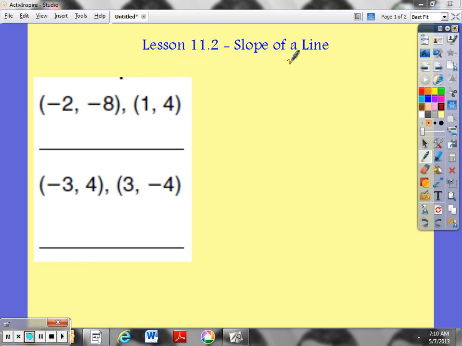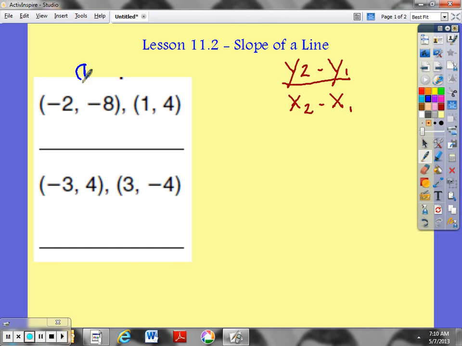a line is y sub 2 minus y sub 1 over x sub 2 minus x sub 1. So it's very important that you are able to identify the ordered pair. What's the x value, what's the y value, and obviously this is the first ordered pair, this is the second ordered pair. So this is my y sub 2, this is my x sub 2, this is my y sub 1, this is my x sub 1.